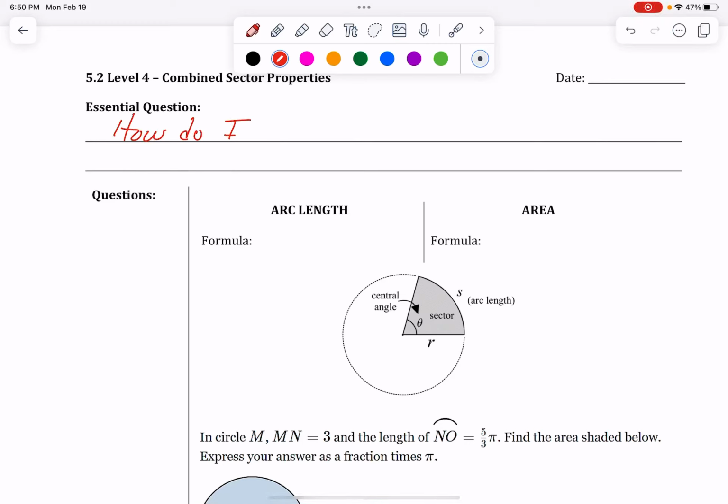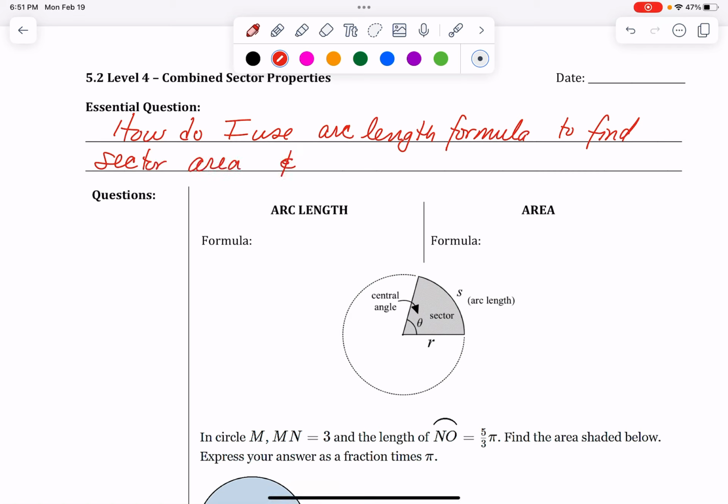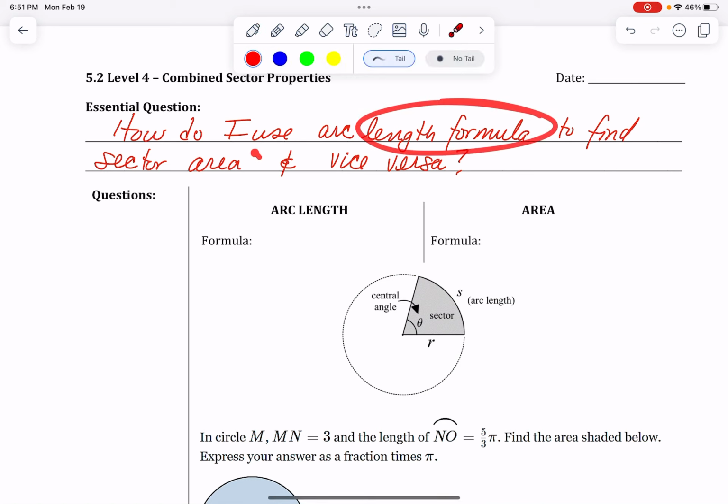How do I use the arc length formula to find sector area and vice versa? Remember, that just means going the other way. So how can I use one formula to find something unrelated?